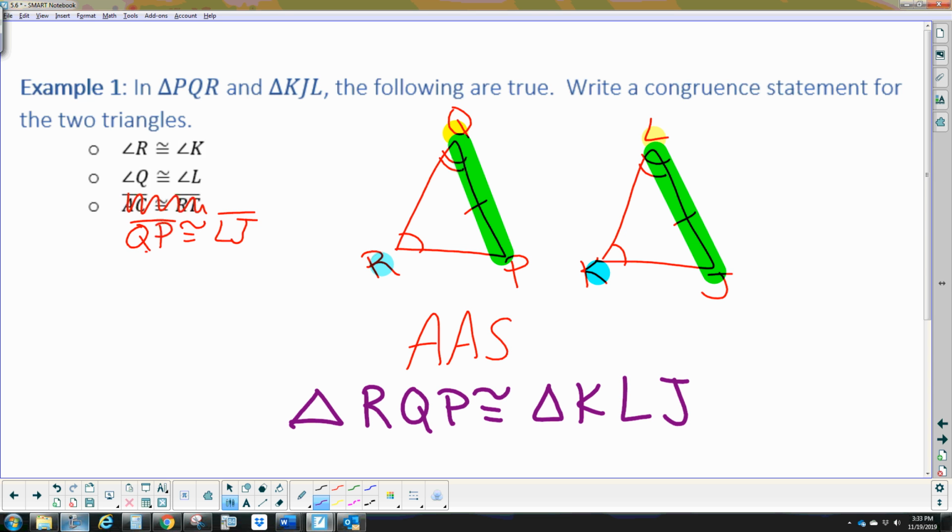Okay, so R and K match up, Q and L match up, and QP and LJ match up.